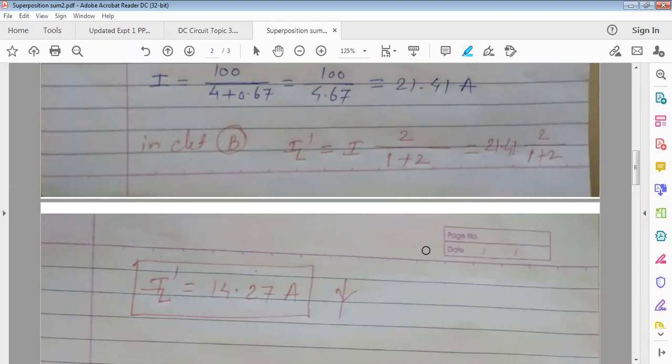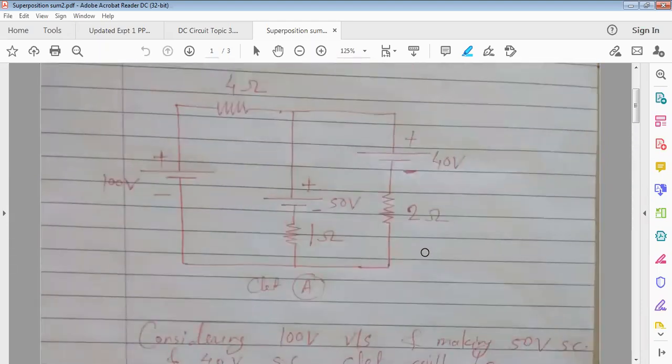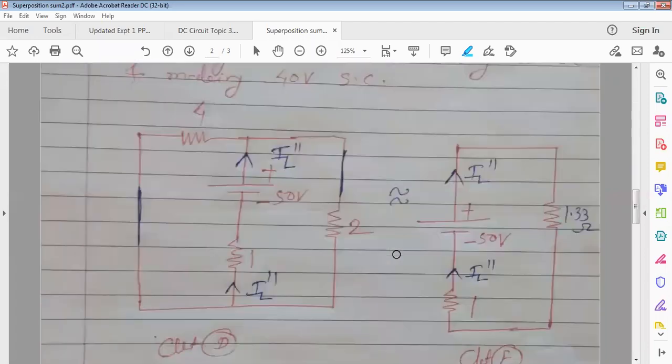What is the second step now? Take another source and make the other two sources short circuit. Very good. Consider now the second source. So 50 volt I am going to consider and make the rest of the sources inoperative. Both the other sources are voltage sources, so make them short. The circuit will be like this, isn't it? With 100 volt shorted and 40 volt shorted, the entire circuit will remain as it is, with only 50 volt.